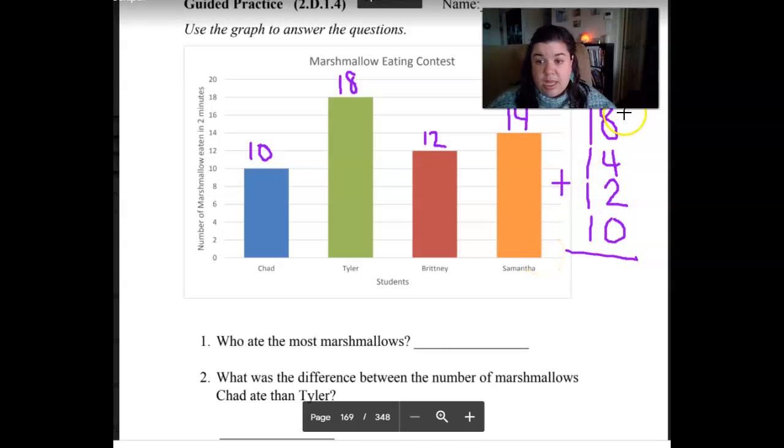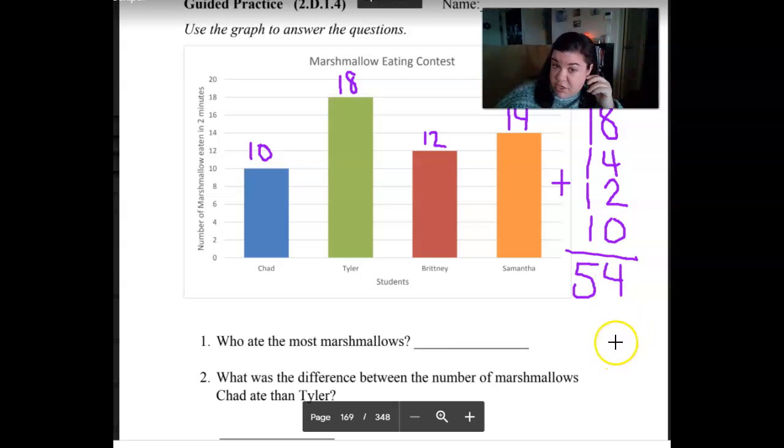So 8, 9, 10, 11, 12, 13, 14. So 8 plus 4 plus 2 is 14. So you put the 4 here. Got to put that 1 someplace. So we're going to put it up there. And then we just count all of our ones. 1, 2, 3, 4, 5. 54 marshmallows were eaten all together. That's a lot of marshmallows.